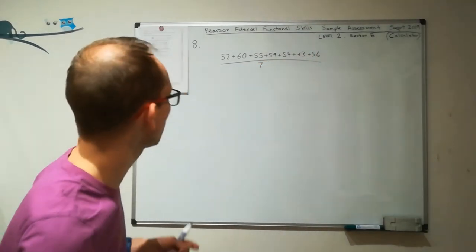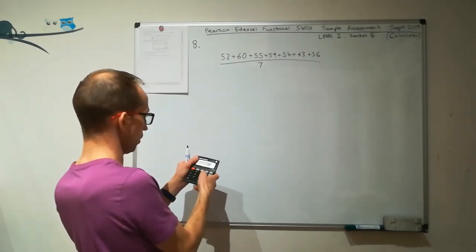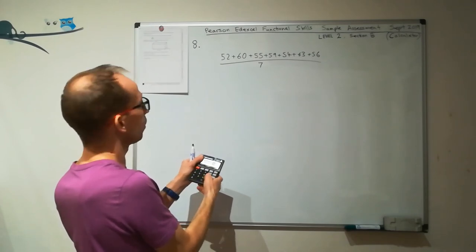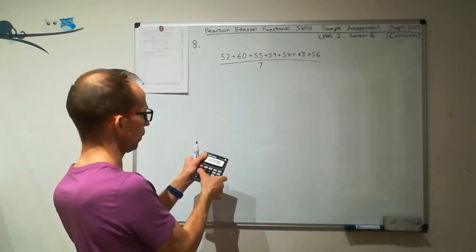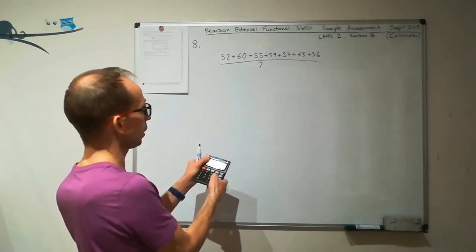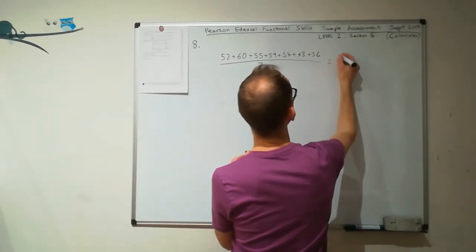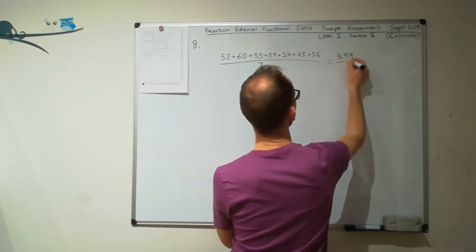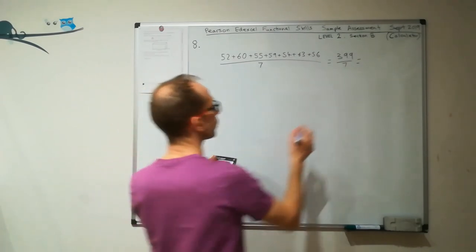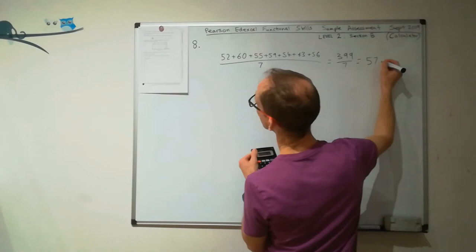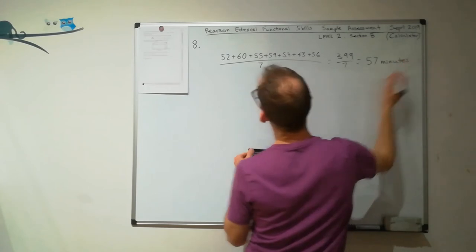So if I use my calculator to add these up with 52 plus 60, plus 55, plus 59, plus 54, plus 63, plus 56, that gives us 399, divided by 7, which is 57, and that should be minutes.